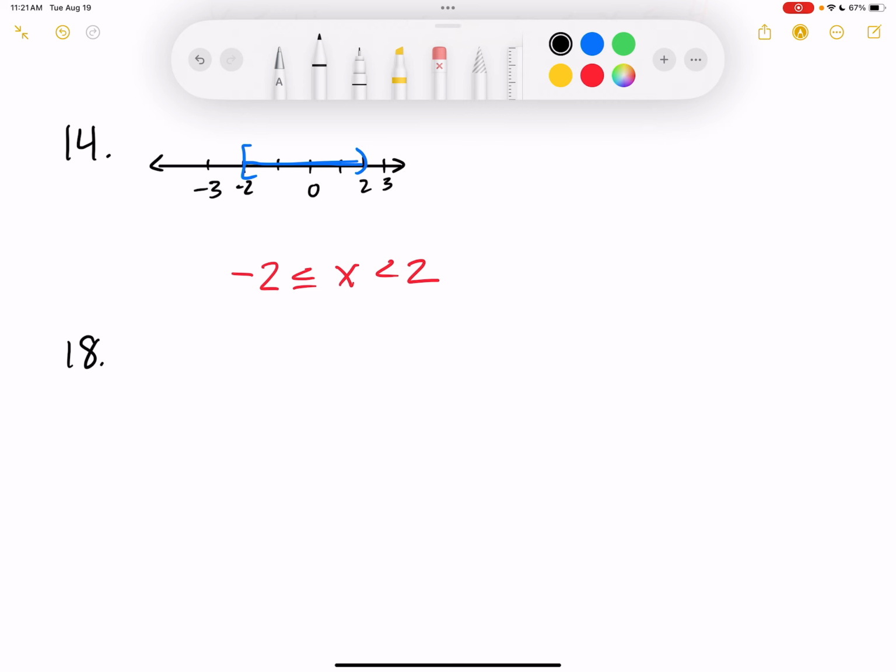So 18 gives us -7 is less than x is less than -2, and I want it written as an interval. So what is that going to look like? It would be parentheses -7, comma, -2 in parentheses. Yep, so these ones are in parentheses. If they're "or equal to," they will be brackets.